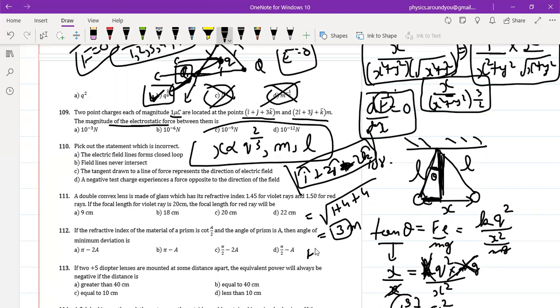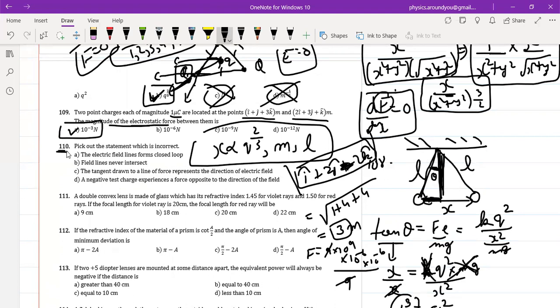So what would be force? Force is k q1 q2 by r square. So 9 into 10 power 9 into q1, q2. So it is 10 power minus 6 into 10 power minus 6 by r square, which is 9. 9 and 9 get cancelled. 10 power minus 9 into 10 power minus 12, which is 10 power minus 3 is the option. You need to be quick with numbers.